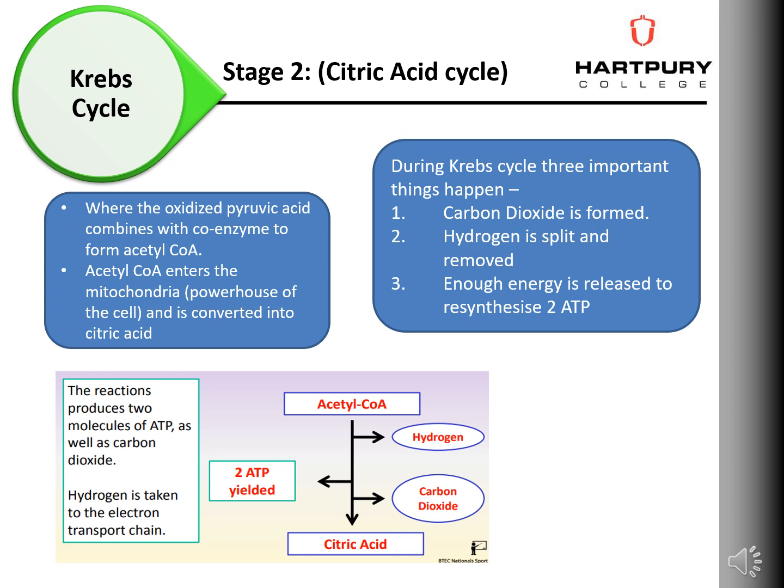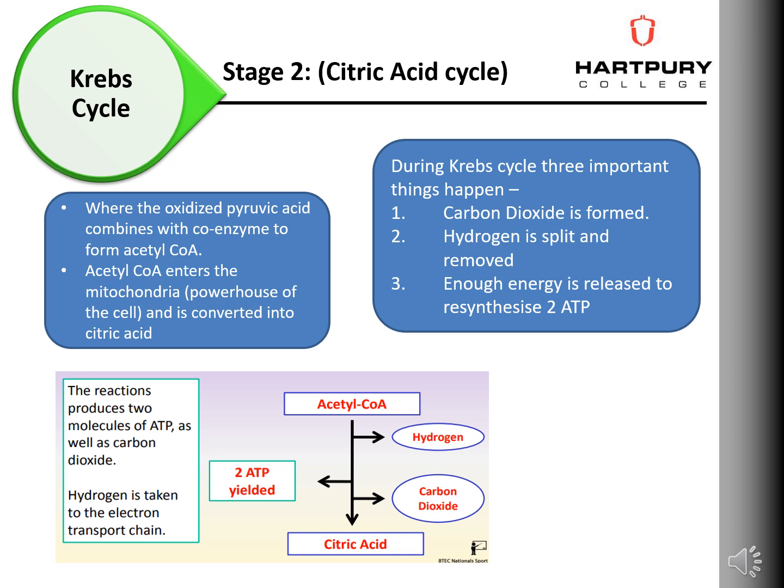Stage 2 then. This is otherwise known as the citric acid cycle or the Krebs cycle. Please try and refer to it as the Krebs cycle. The oxidized pyruvic acid combines with this coenzyme A, which came from that first stage, enters the mitochondria, and is converted into citric acid, hence the citric acid cycle. During the Krebs cycle, carbon dioxide is formed, hydrogen is split and removed, and enough energy is released to resynthesize 2 ATP.